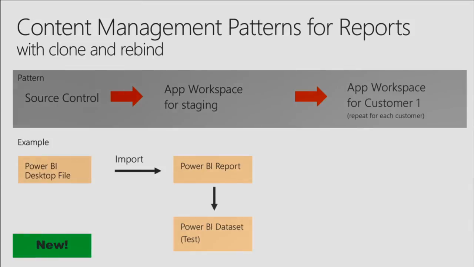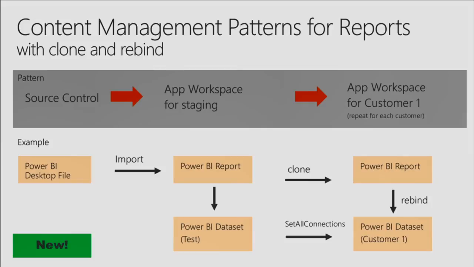What you do, the first thing that you do is use our import API. And what that'll do is create a report and a data set in Power BI in your app workspace. Now, typically what people will do is create a single app workspace, which is a staging app workspace. And that just helps them do some content management. And then they'll use two new APIs that we have. The first one will create, in an app workspace created for an individual customer, a clone of that report. So it'll take a copy of it, and then it'll create a new data set for that report. You'll use the setAllConnections API to change the data source.